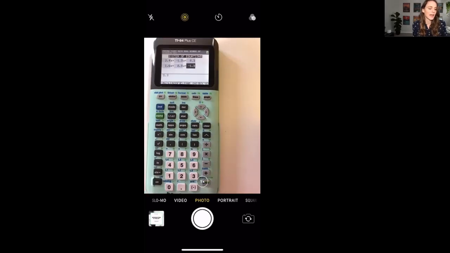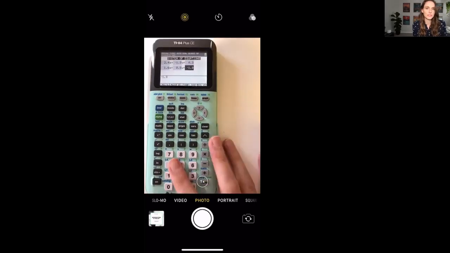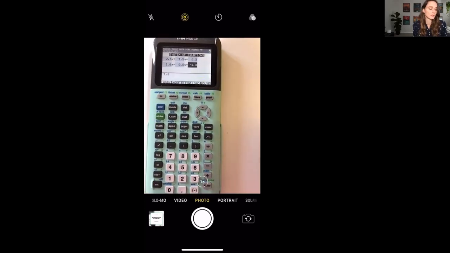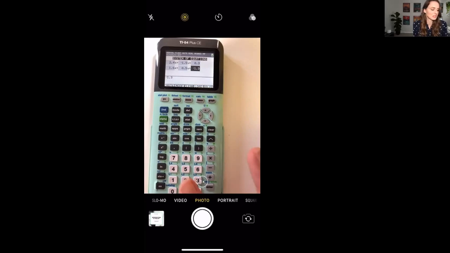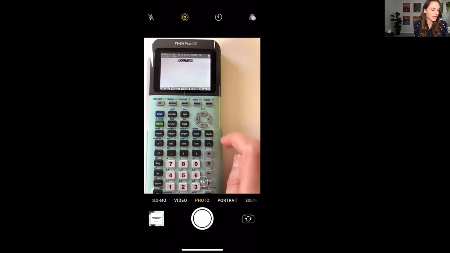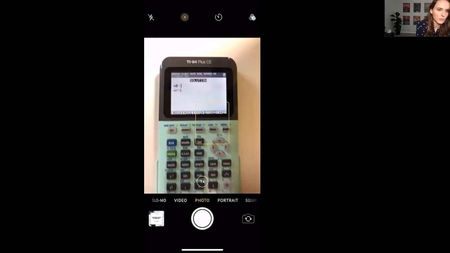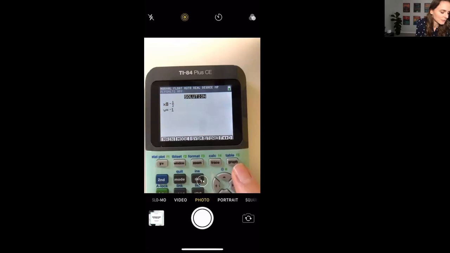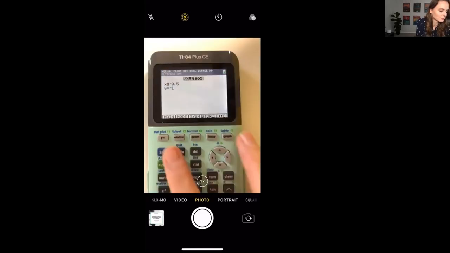I find that the TI-84 Plus CE is going to be the most user-friendly and the fastest way to get the correct answer, basically. So to solve this, I'm going to press graph, and it's going to give me x equals negative 1/2. I can convert that to a decimal by pressing the graph button again.